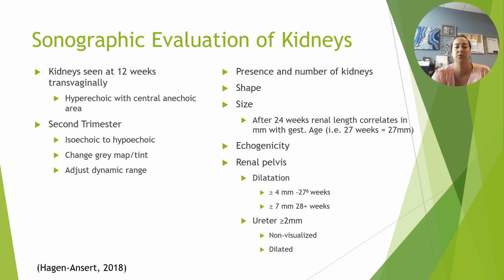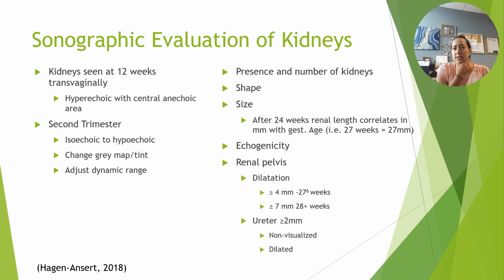And then what's going on with the renal pelvis? Can you identify the renal pelvis? If you can, is it within that normal range or is it dilated? And the reference ranges depend on gestational age. So if we're less than 28 weeks, it should be 4 millimeters or less in dilation to be normal. And then if we're greater than 28 weeks, it would be 7 millimeters or less. Anything above those with their respective gestational age would be considered dilated renal pelvis or even hydronephrosis, which we'll talk about later in this lecture.